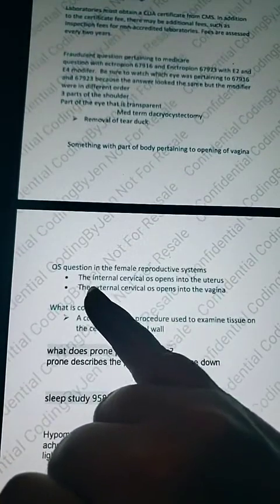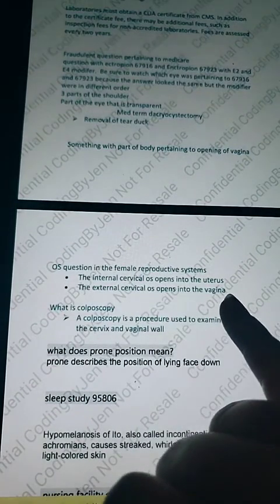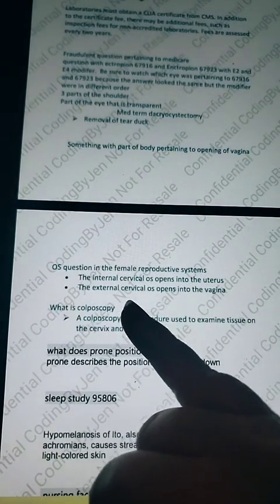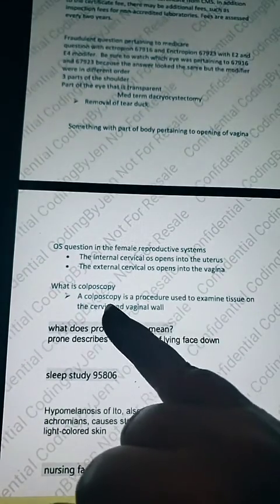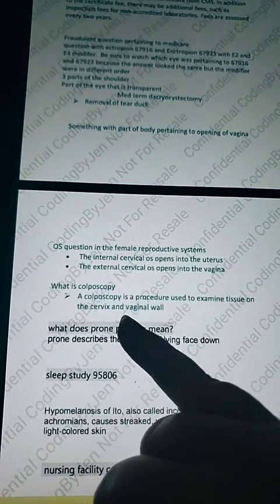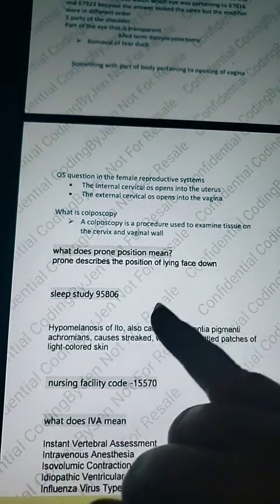Here's our opening to those areas I was talking about. You've got your internal cervical OS, which is for the uterus, and then your external cervical OS is the opening of the vagina. So we've got the colposcopy. Be sure you know your positions. Of course, that's face down.